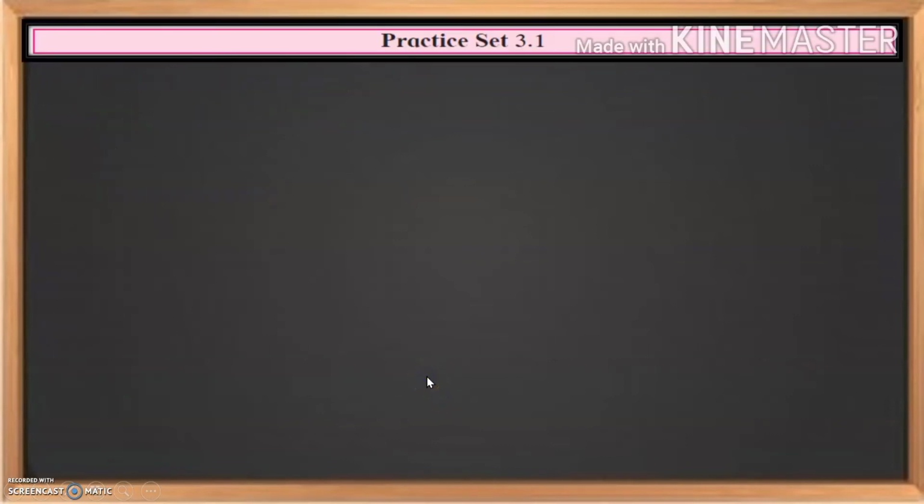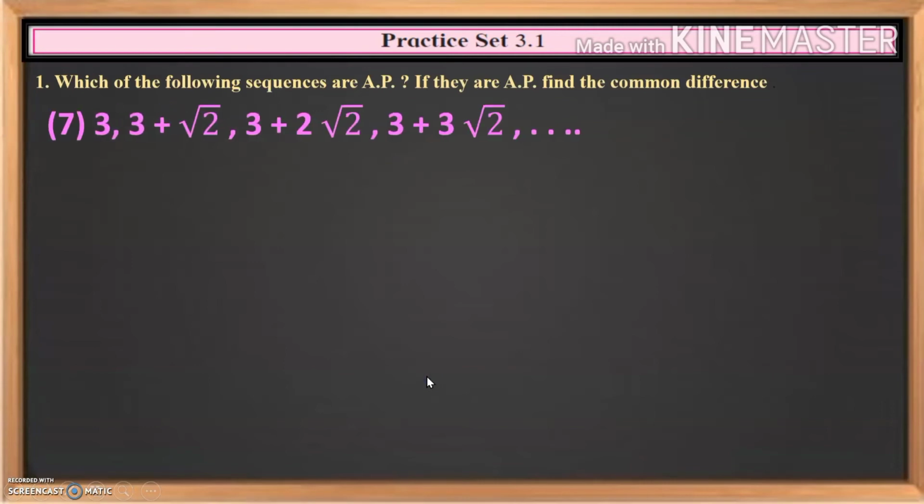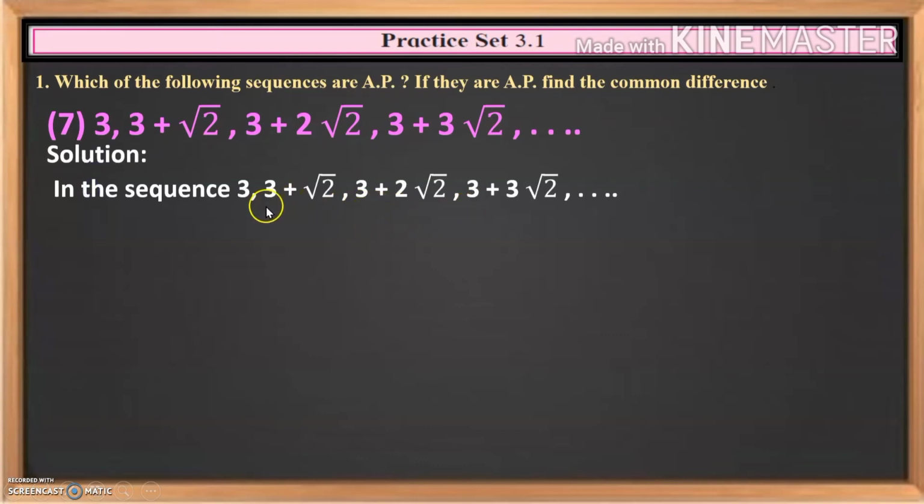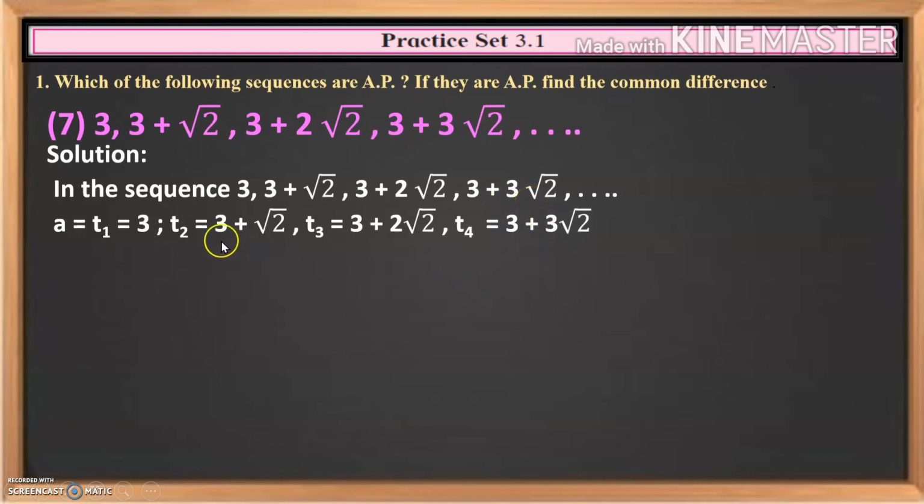We'll take now the 7th question. In the 7th question, the sequence is this way: 3, 3 plus root 2, 3 plus 2 root 2 and 3 plus 3 root 2. So we start with A equal to T1 equal to 3. T2 is 3 plus root 2, T3 is 3 plus 2 root 2 and T4 is 3 plus 3 root 2. So the next step after this is to find the difference, that is T2 minus T1. So T2 minus T1 is equal to 3 plus root 2 minus 3. So 3 and 3 get cancelled, you will get root 2.